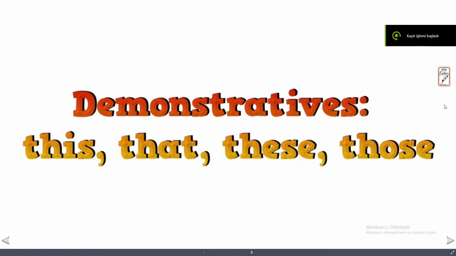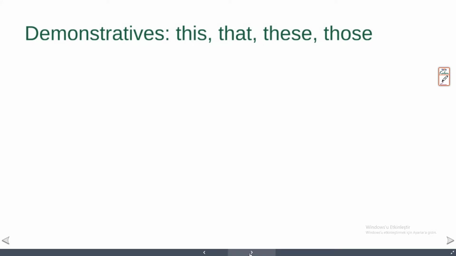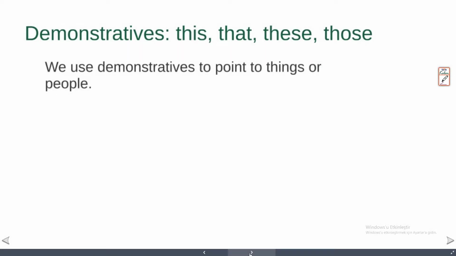Hi everyone, today our topic is demonstratives: this, that, these, and those. Let's try to figure out what they are. Demonstratives are this, that, these, those, and we use them to point to things or people.